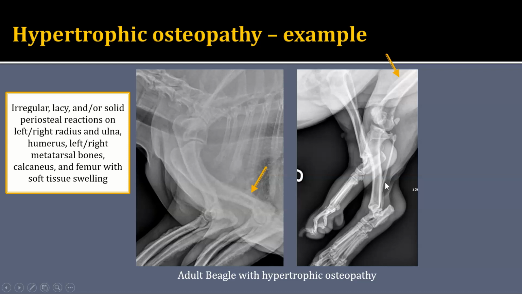I can't tell right now if there's anything on the tibia or the fibula, but there is a solid periosteal reaction on the femur. So the important thing is to recognize that the cause of the lameness and swelling in this patient is this classic appearance of hypertrophic osteopathy. And then we'll know what to do next.